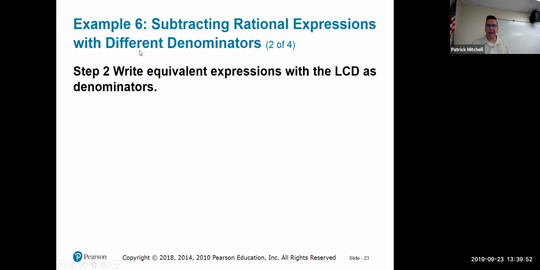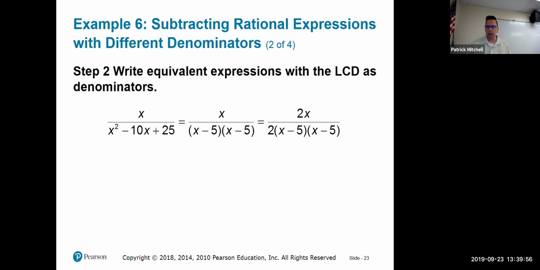Okay, so now that we know that our LCD is 2 times x minus 5 times x minus 5, we need to write our expressions so that they have that denominator. All right, so for example, the first expression, x over x squared minus 10x plus 25, it already has x minus 5, x minus 5. So what you have to do is multiply the top and the bottom of that expression by 2.